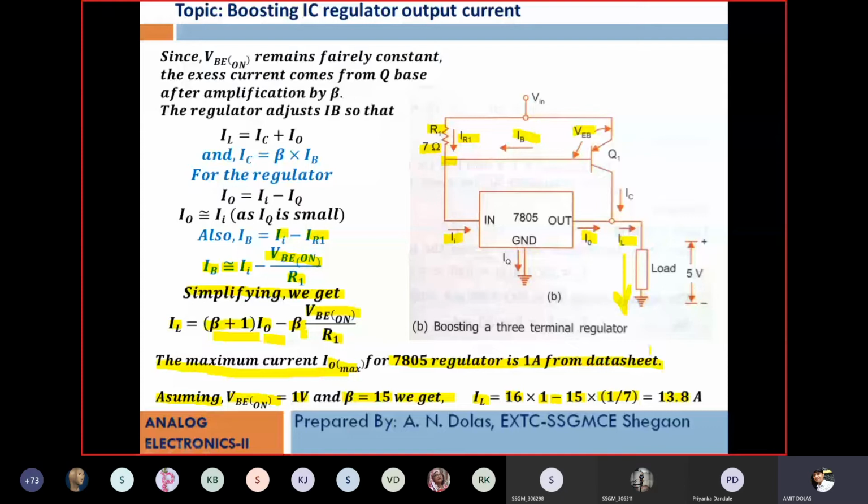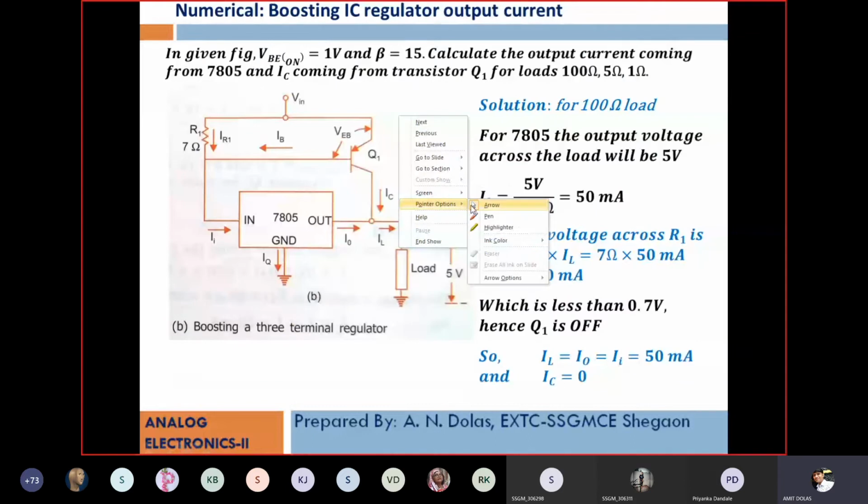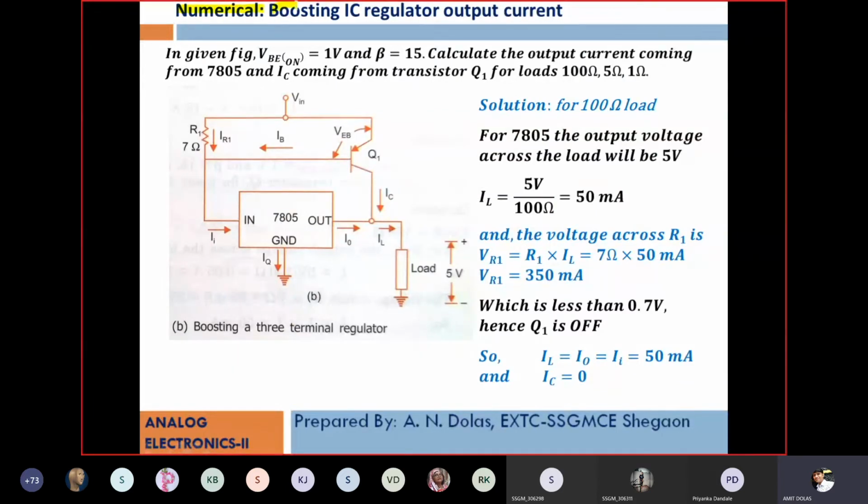Let's have one numerical on this. It is asked in examination. I think we'll see that later on. Numerical on the current boosting circuit. Boosting IC regulator output current, the same topic is going on. Here we have one numerical.